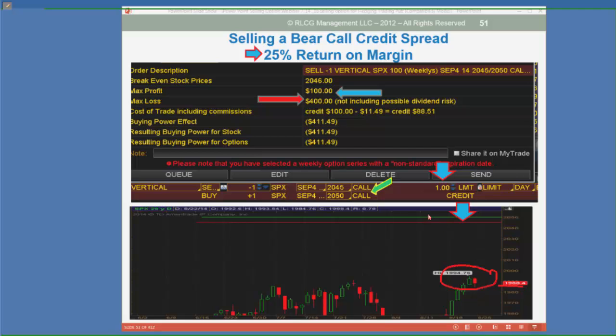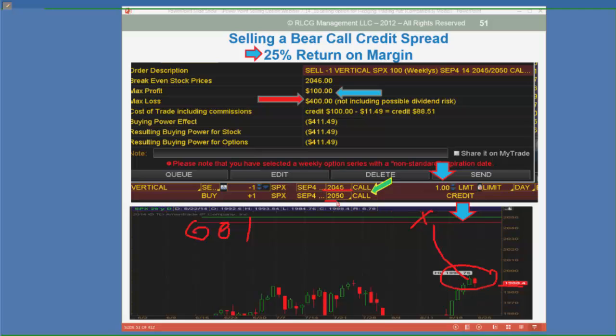So as soon as that trade was put on, theoretically, there was a 68% probability that price would not get up here. Now that's the thing that's beautiful. That's the beauty of it. So you can see that the short strike was 2045, the long strike's 2050 above it. So you're way above where the price was trading.